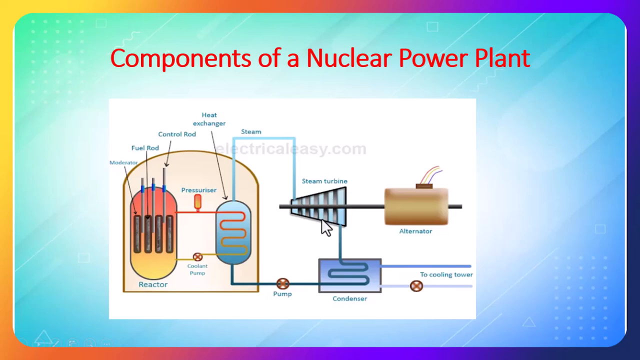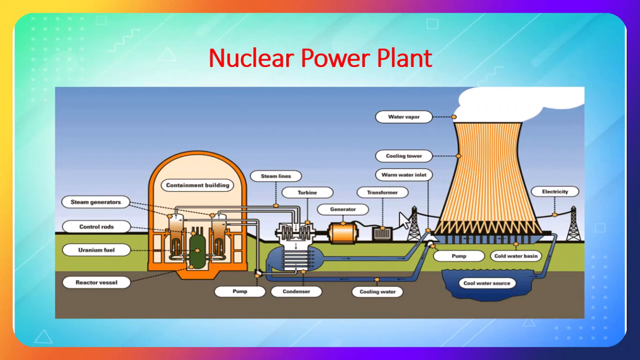So here, if you come to the turbine, when you start to rotate your turbine, it is directly connected to the alternator, and the alternator will generate power. So here I am just showing it with additional components which are used. This is what I have already told.